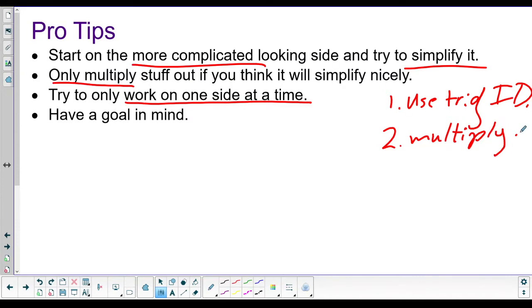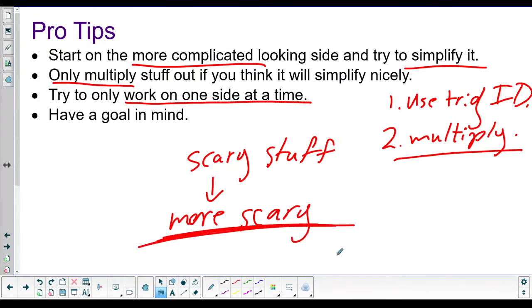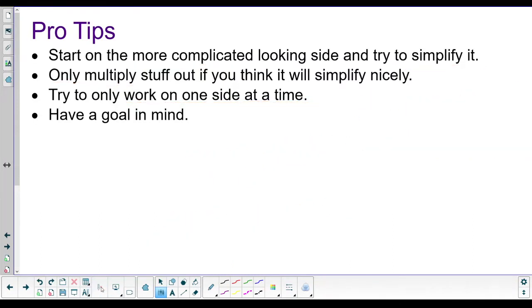Okay? This isn't algebra 2. You don't just get to look at what math operation is sitting on the page and then blindly beat it to death with that math operation. You're going to have to think a little bit and go, if I do that math operation, will the scary stuff turn into nicer stuff? Or will it turn into more scary stuff? Right? If the answer is more scary stuff, don't multiply first. Try and turn it into something a little nicer first.